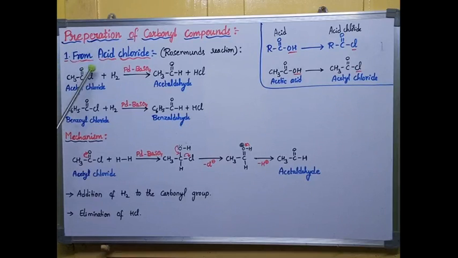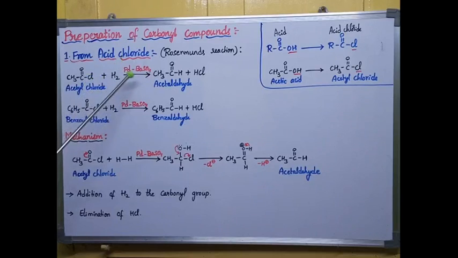That means we can prepare both aliphatic and aromatic aldehydes. This reaction is also called Rosenmund's reaction, as this scientist discovered this reaction. So let us see the reaction and its mechanism. Firstly, I am taking the acid chloride, and I am adding hydrogen, H2, in the presence of palladium and barium sulfate.